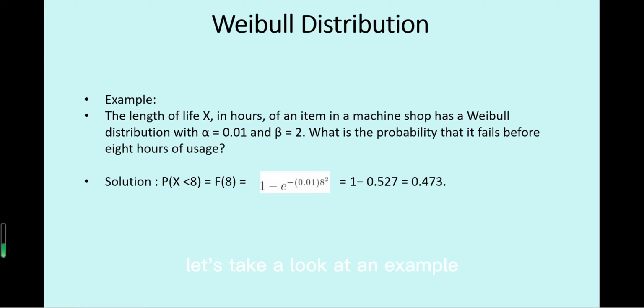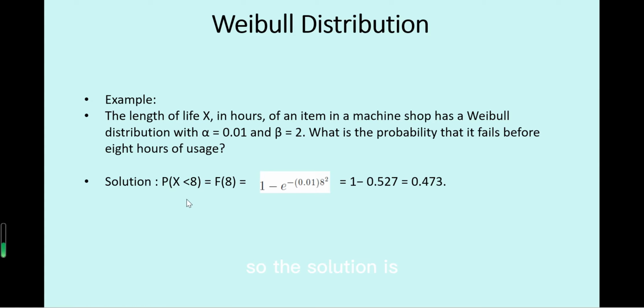Let's take a look at an example. The length of life X in hours of an item in a machine shop has a Weibull distribution with alpha equals 0.01 and beta equals 2. So what is the probability that it fails before 8 hours of usage?